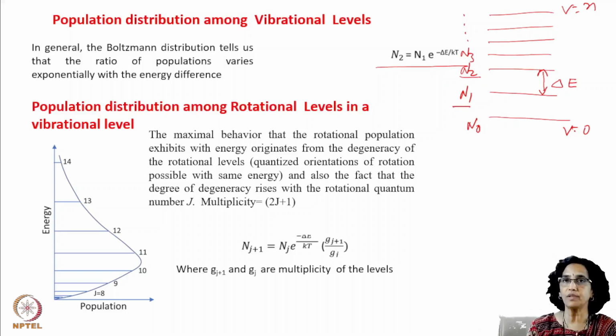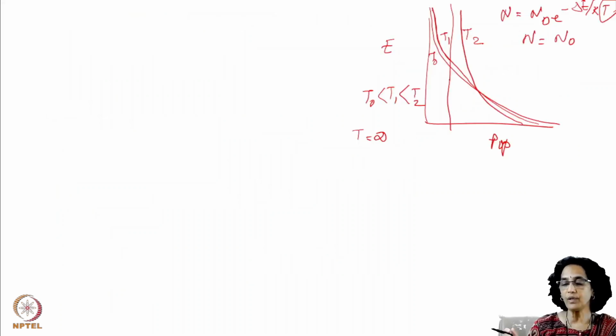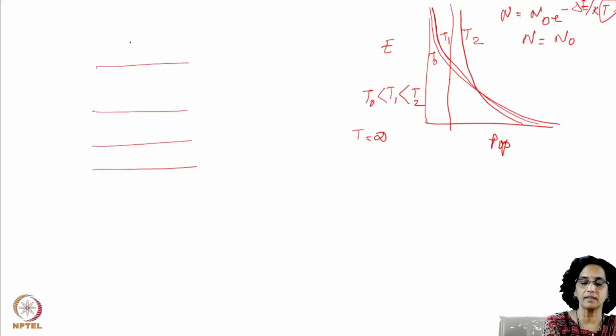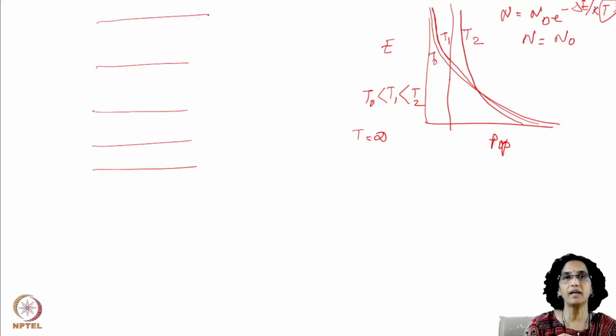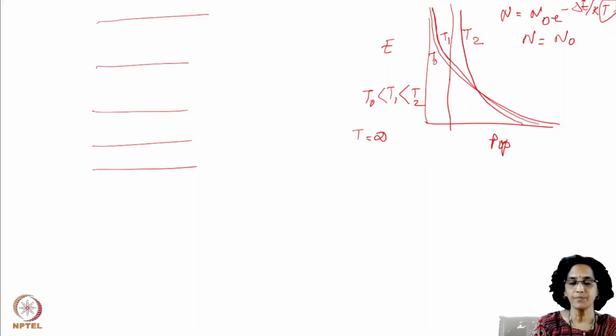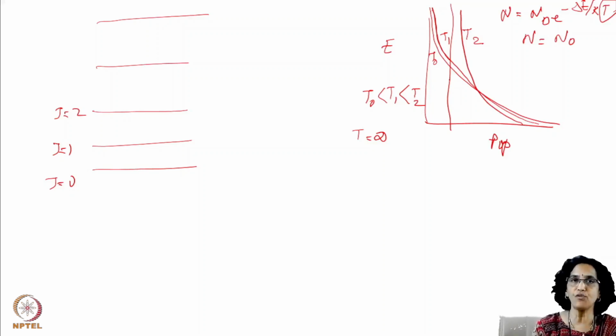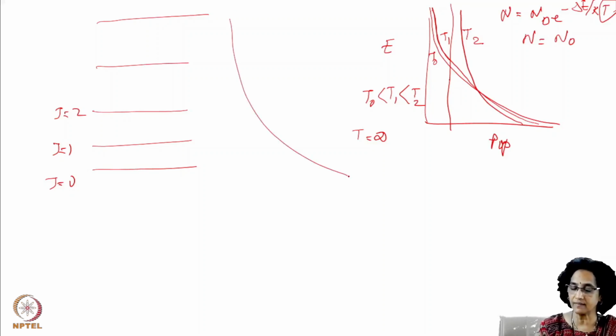Now, when we come to rotational levels also, we know how rotational levels are placed. They are closer and they slowly start becoming wider separated. So these are, say, J equal to 0, J equal to 1, J equal to 2, and so on. Basically, it has to follow the Maxwell-Boltzmann distribution, and the population should be like this.